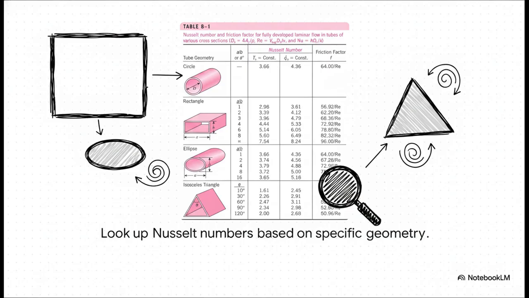You simply cross-reference it with a chart, like Table 8-1 shown here. You find your specific geometry, say a rectangle, an ellipse, maybe an isosceles triangle, check the ratio of its sides, and just pull out the exact constant Nusselt number and friction factor you need. It turns what looks like a really complex geometry problem right back into a simple lookup.